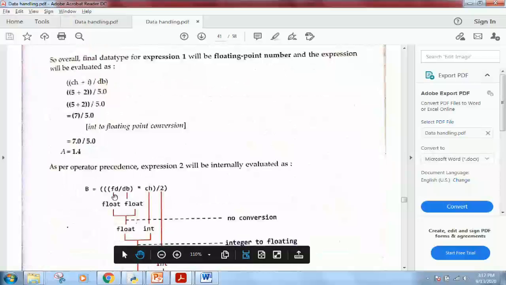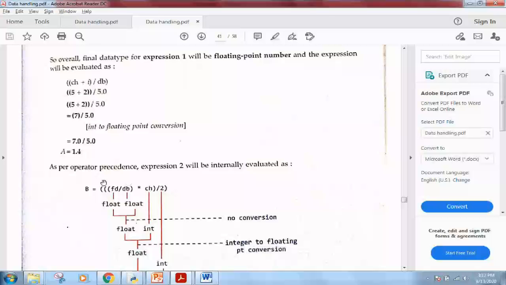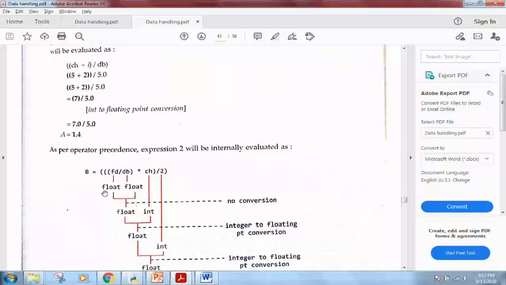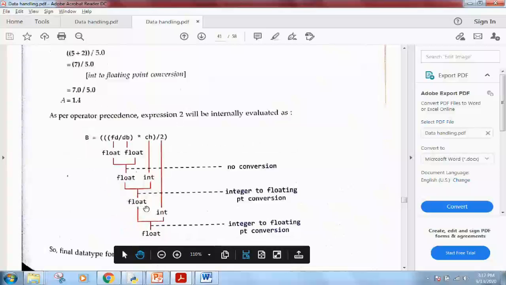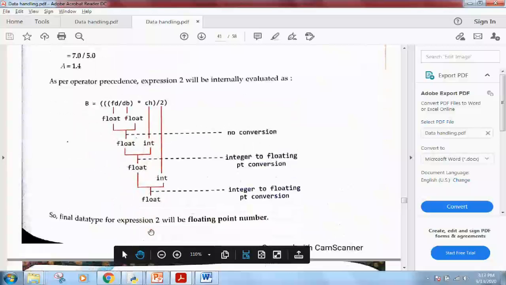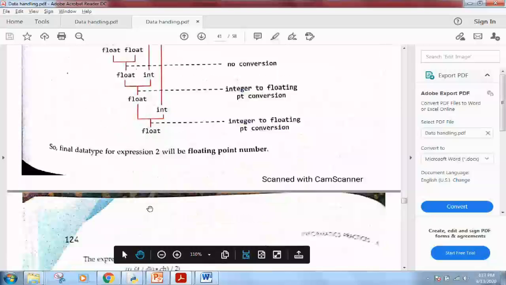Apply the same rules and considerations from the second expression, b. You will see that float and float will be divided and you will get a float. This will be multiplied with the ch. Now one float and one integer will always give you a float value, as I told you, and one float and one integer when divided again gives a float value. So the final result of b will also be float.